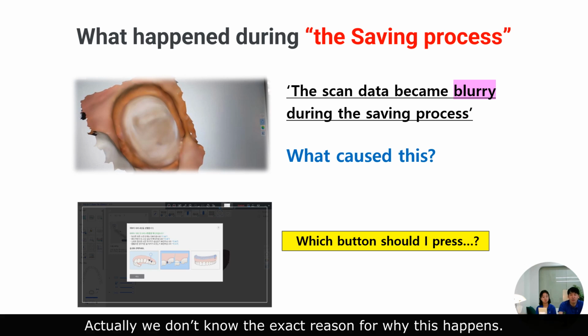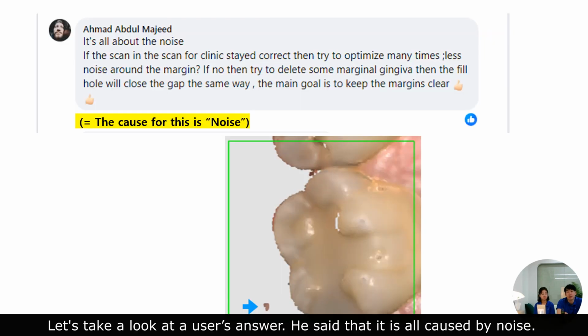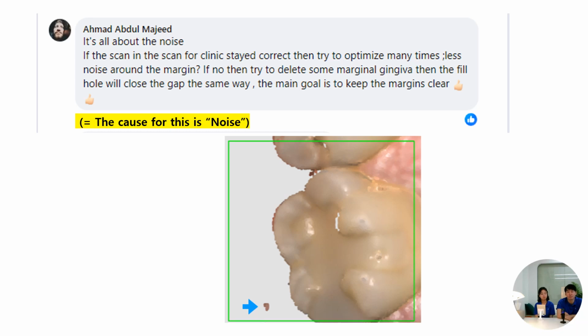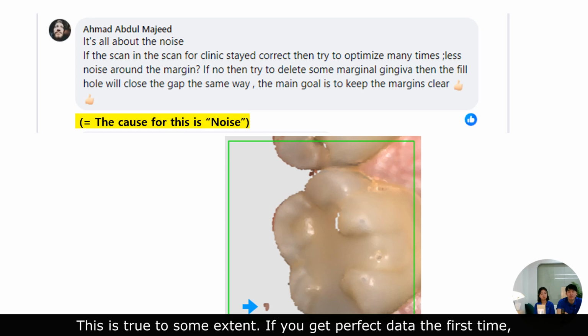Actually, we don't know the exact reason for why this happened. Let's take a look at a user's answer. He said that it's all caused by noise. There's no problem as long as scan data with accurate margins is obtained from various directions. This is true to some extent.